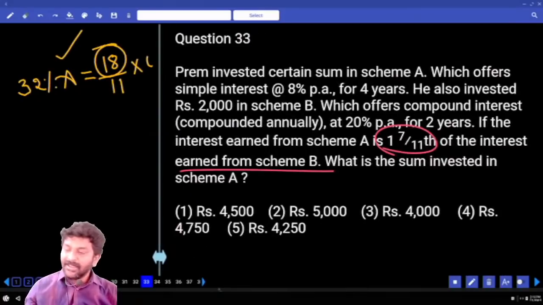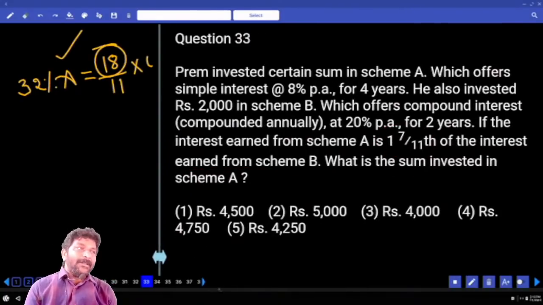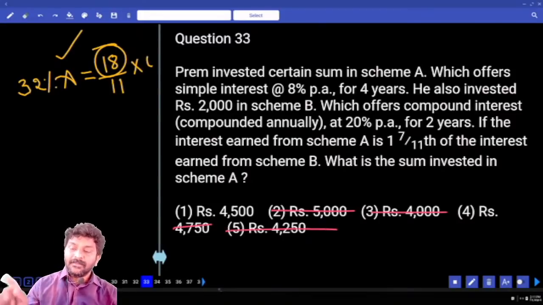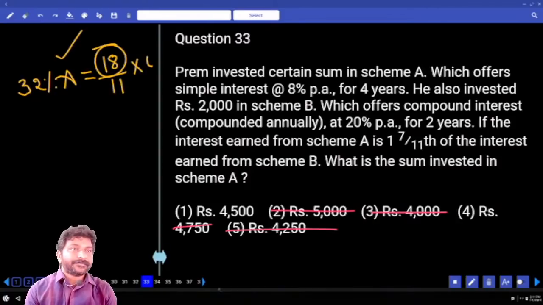Come here and verify. Is your first option a 9 multiple? That can be your answer. Second, third, fourth, fifth, done. First, final. Is this clear?